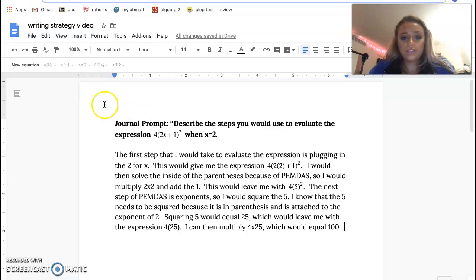And I did it using mathematical terms. I went step by step. I explained using PEMDAS. I used the word exponents. I used squared. I used mathematical vocabulary. I used complete sentences. And I made sure that it made sense. And I think I did a good job of answering this prompt using mathematical literacy, which is a very important thing.